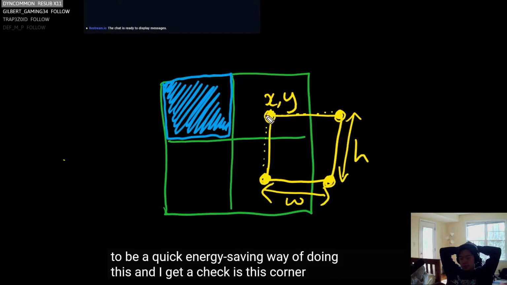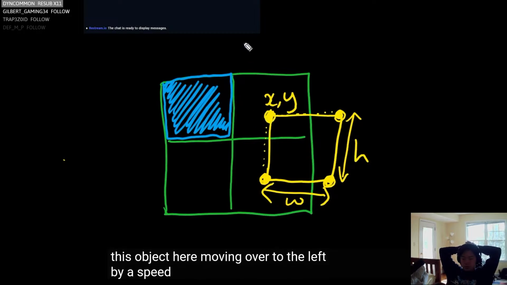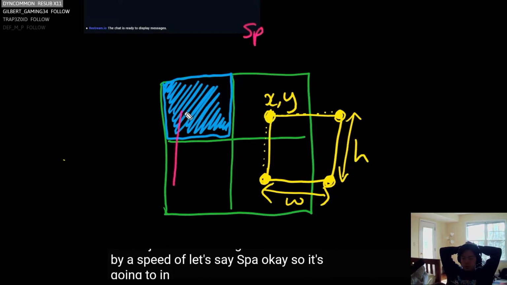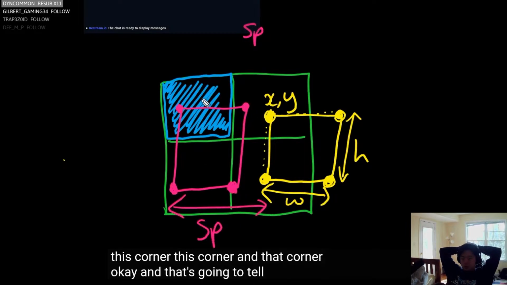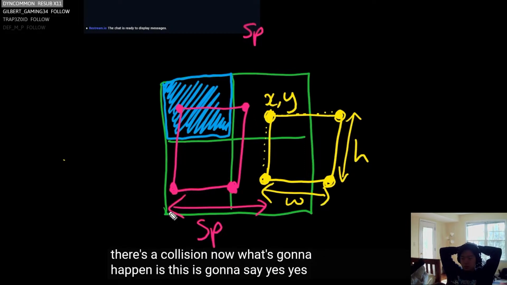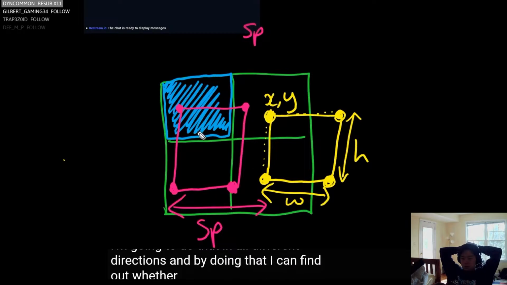And I'm going to check, is this corner in touch with something? Is this one? Is this one? And is this one? So let's imagine this object here moving over to the left by a speed of, let's say, this much, so it's going to, in theory, end up here. So that is speed. I'm going to check this corner, this corner, this corner, and that corner. And that's going to tell me if there's a collision. It's going to say, yes, there is a collision, and it's going to prevent me from moving into the box. And I'm going to do that in all different directions. By doing that, I can find out whether there's a collision with the background.